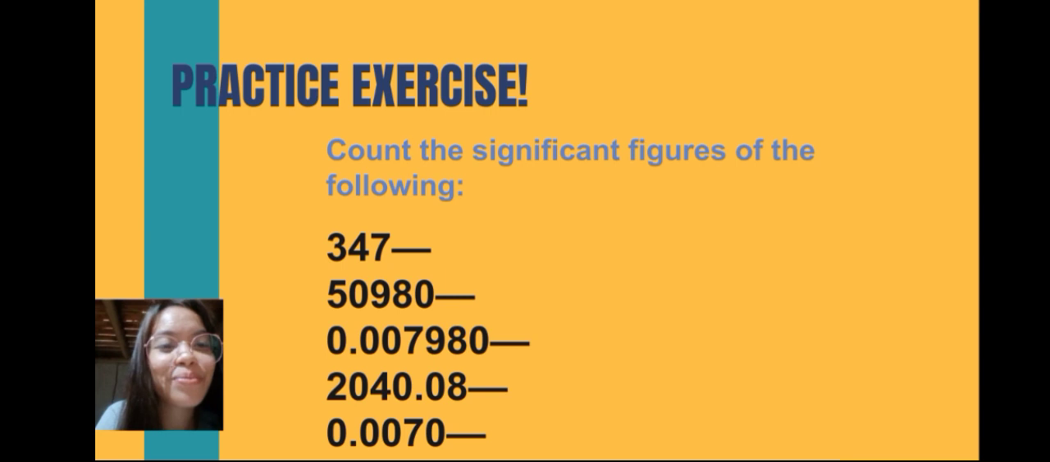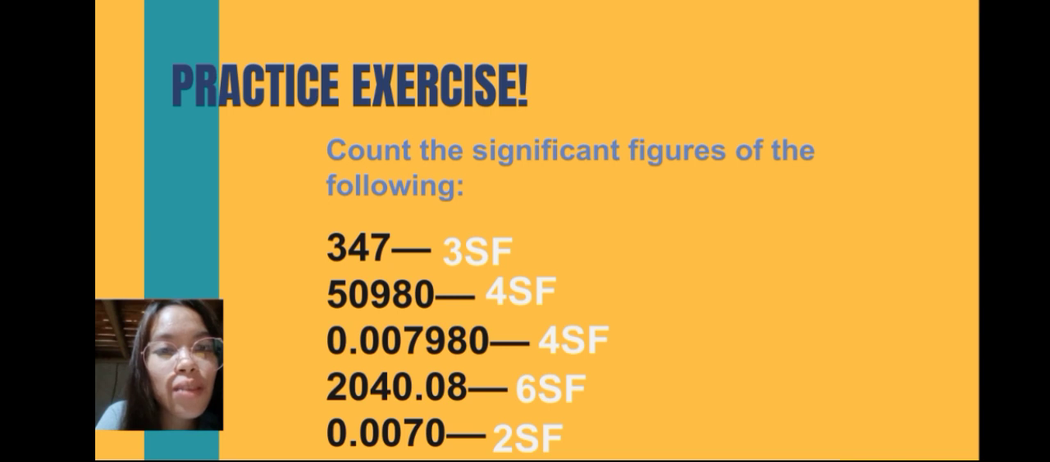Okay, so from the first one, we have 3 significant figures. The second one, we have 4 significant figures. The third one, the 3 zeros are leading zeros, so we have 4 significant figures. And the next one, as we can see, there is a decimal point and the zeros are in between, therefore we have 6 significant figures. And lastly, we have 2 significant figures.